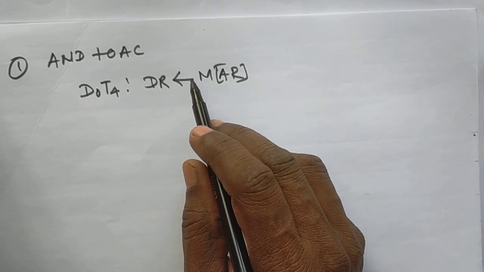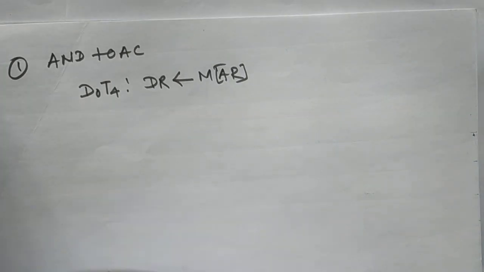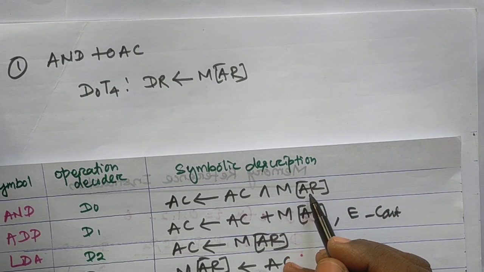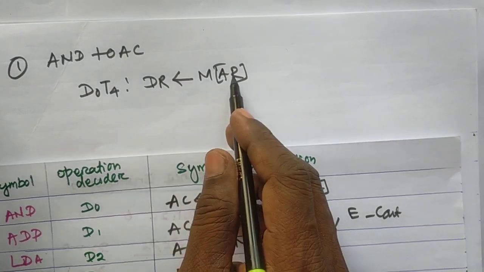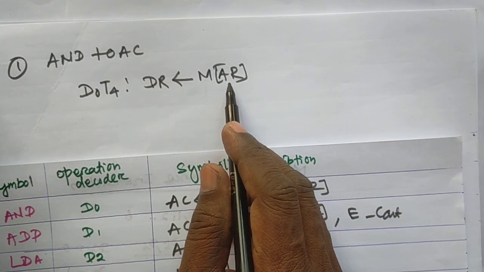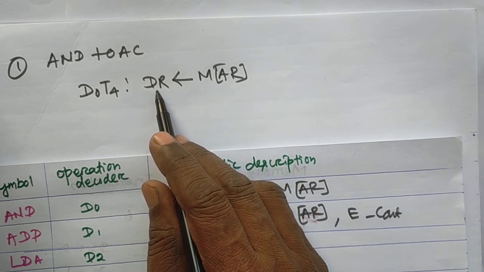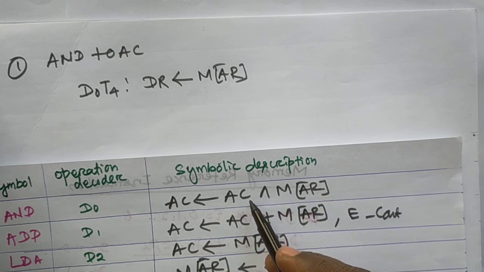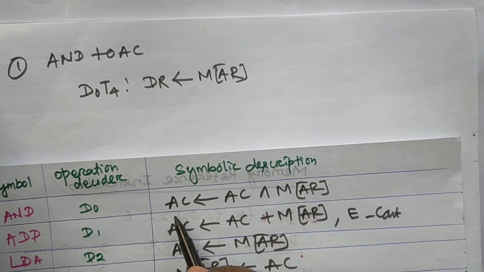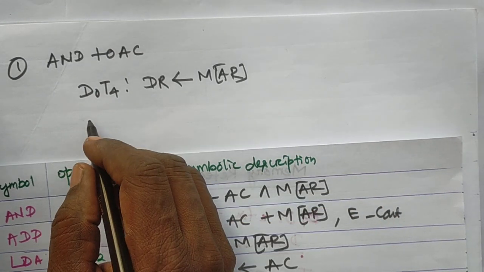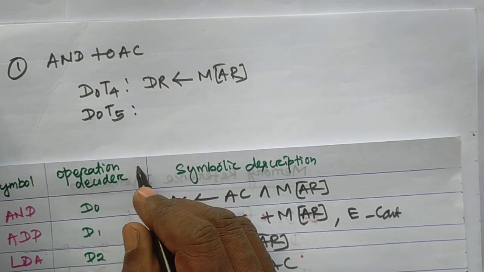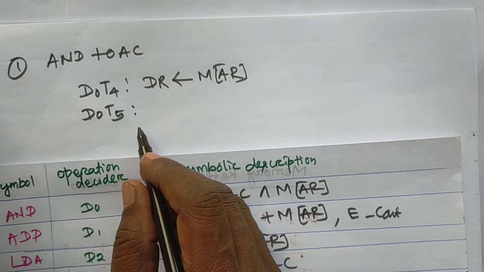Very simple way. I will show you how it is designed, then you can find out. Here the memory register data is transferred to the data register, from memory using the address register, at D0 T4. Then the AND logic data from AC is transferred to AC in the next time, that is D0 and T5. The statement is defined in this way: D0 T5.